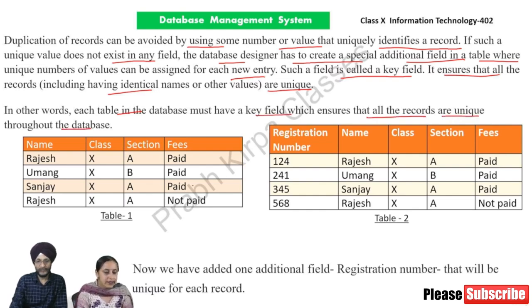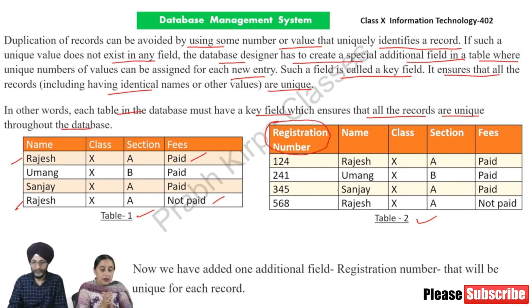A key field ensures that all the records are unique throughout the database. Now see the difference between table 1 and table 2. In case of table 1, we were not able to understand whether there are two students having the same name, that is Rajesh, or there is some clerical error in feeding data. So to avoid duplication of records and to make each record unique, we have added one additional field, registration number, in case of table 2. Now the position is clear that there are two different students with the same name, as the registration number is different in both the cases.